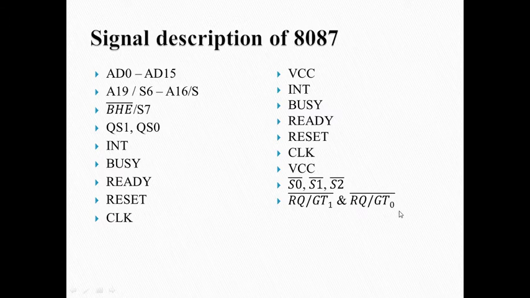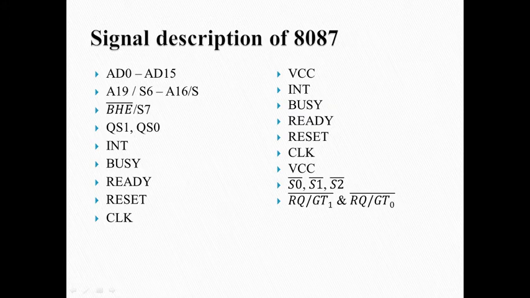Signal descriptions of 8087. The following slide covers the pins of 8087. First, AD0 to AD15. These are the time multiplexed address and data lines which carry addresses during the first clock cycle and data from the second clock cycle onwards.